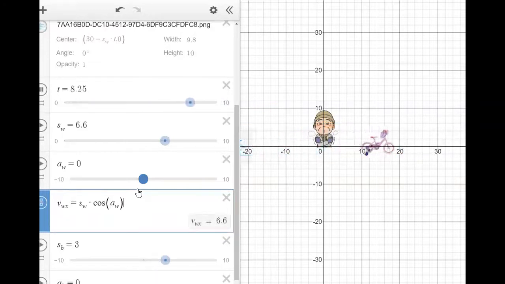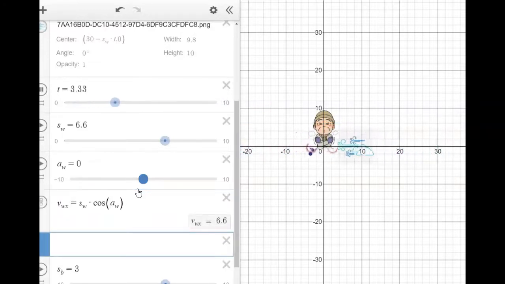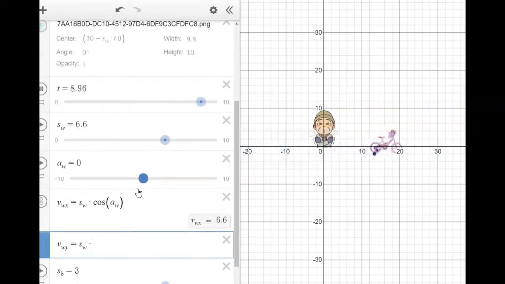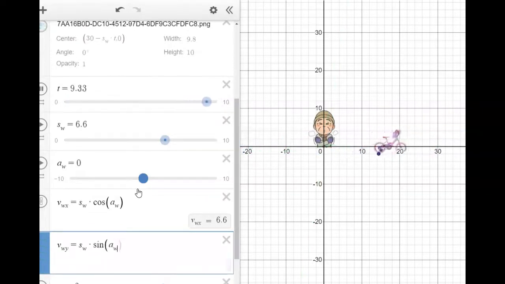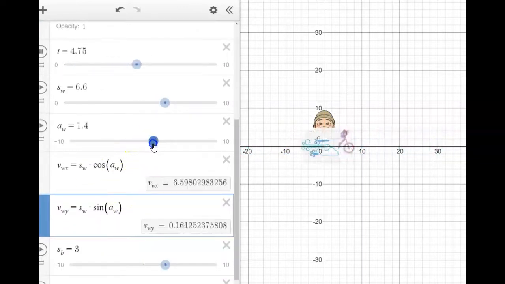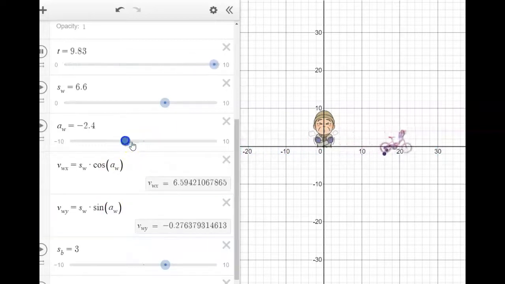All right, and so that's the x component. In the same way here, I've got to do the y component. So the velocity of the wind in the y component is going to equal the speed of the wind times the sine of our angle of the wind. All right. So now I've got those, and I'm calculating the components. And we can see here as the angle changes, my components change.